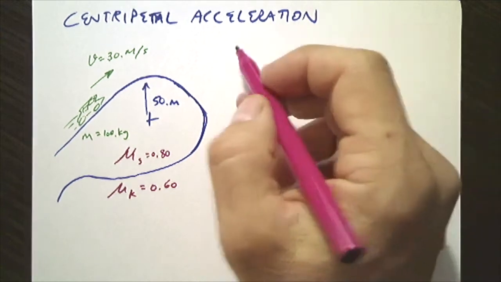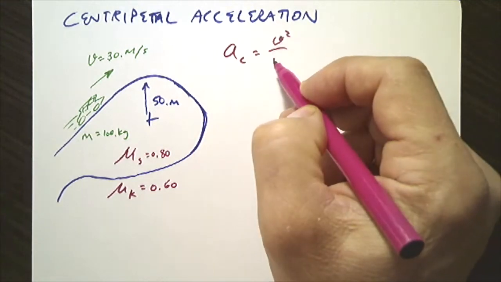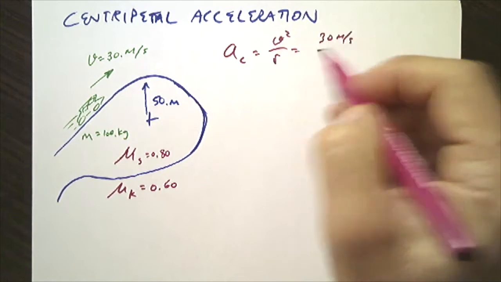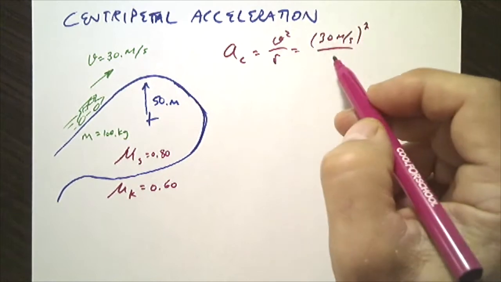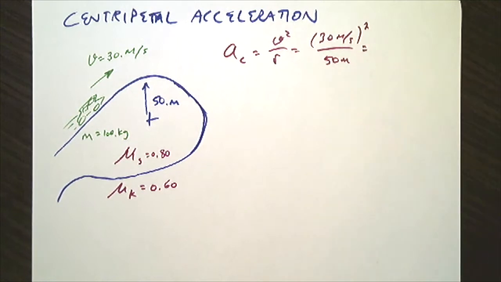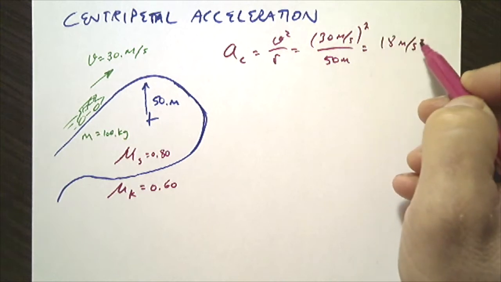The centripetal acceleration is v squared over r. So we're going 30 meters per second, I'm going to square that, and it's a 50-meter corner in radius. That works out to be 18 meters per second squared.